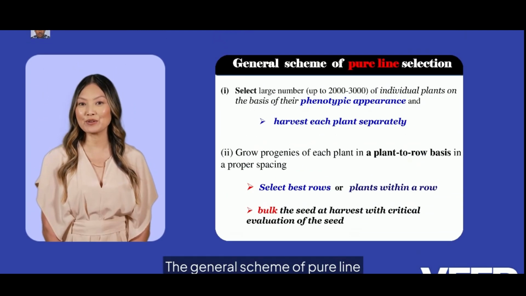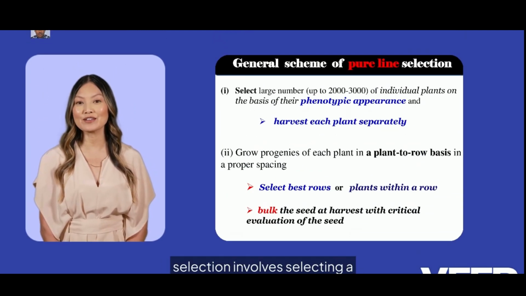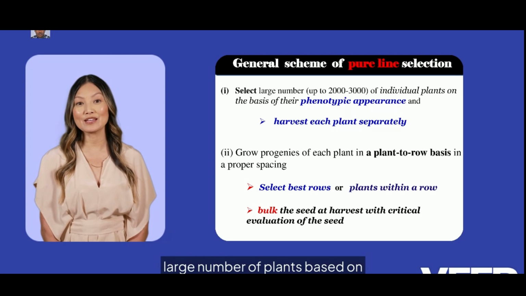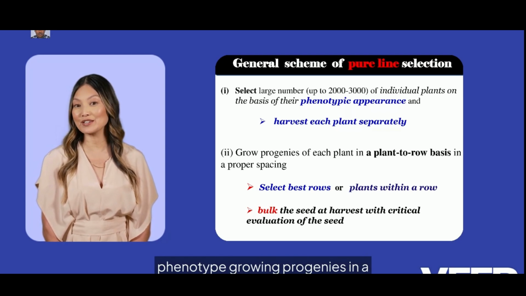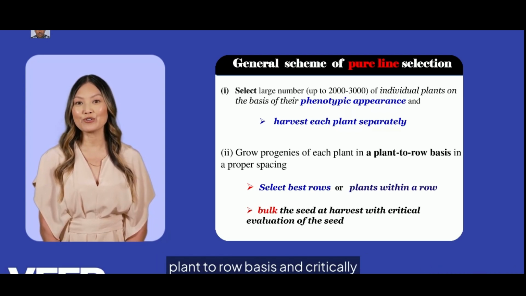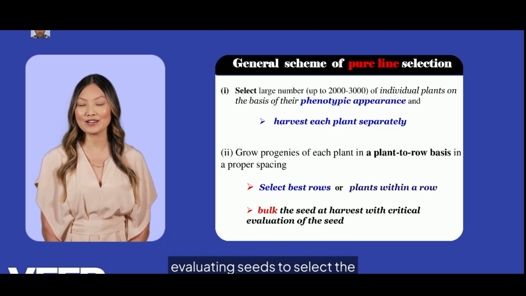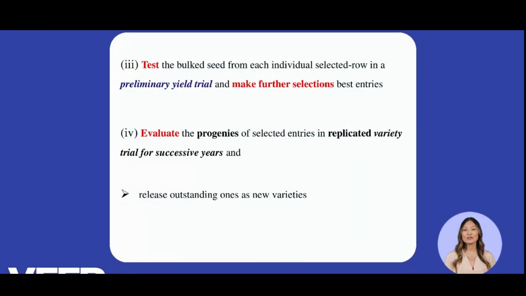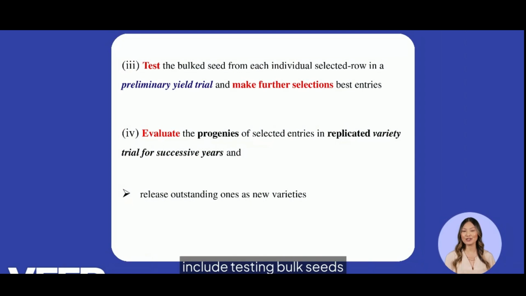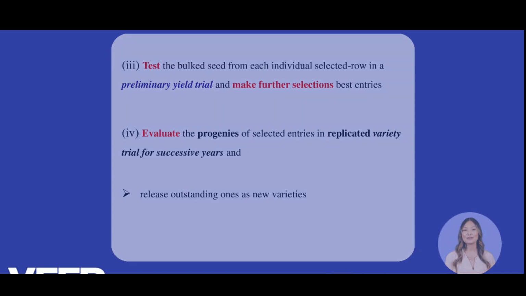The general scheme of pure line selection involves selecting a large number of plants based on phenotype, growing progenies in a plant-to-row basis, and critically evaluating seeds to select the best entries. Further steps in pure line selection include testing bulk seeds in preliminary trials, evaluating progenies in replicated trials, and releasing outstanding varieties. This process ensures the development of superior crop lines.